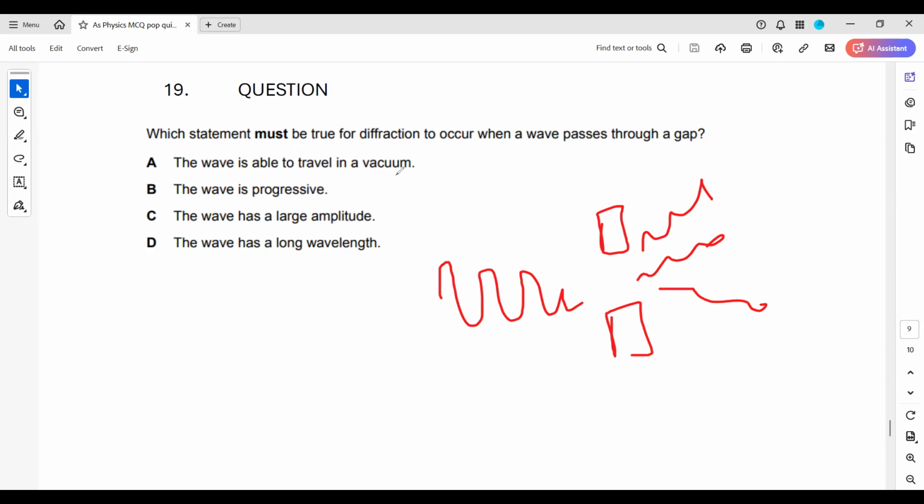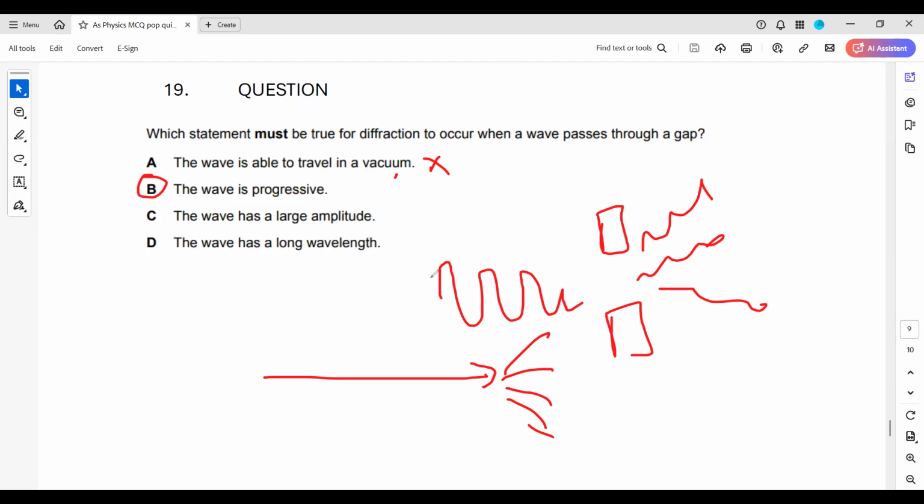The wave is able to travel through vacuum. Diffraction can happen in a sound wave, and sound cannot travel through vacuum. So this is not a must-be-true statement. It should be true for all cases. The progressive wave, meaning the wave which travels from one place to another, can diffract. So that is always there. There must be a moving wave that passes through the gap and spreads out. So a progressive wave can undergo diffraction.